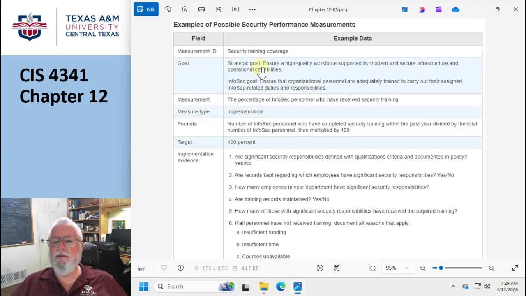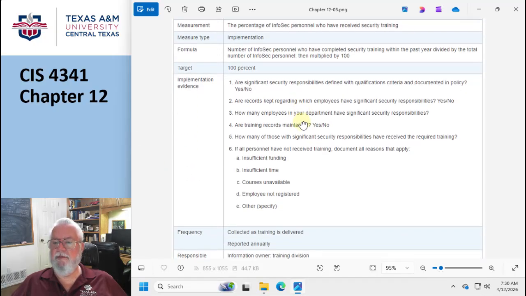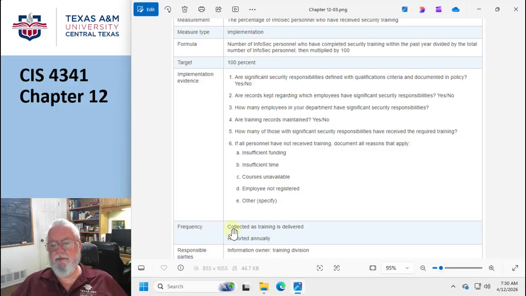And what is the goal? I have a strategic goal and a more tactical goal. And what am I measuring? It's the percent of InfoSec personnel that receive security training. How do I measure it? Why, by just implementing the thing. And what's the formula? Well, there's no real formula. It's the number of people trained divided by the number of people, right? The target is 100%.